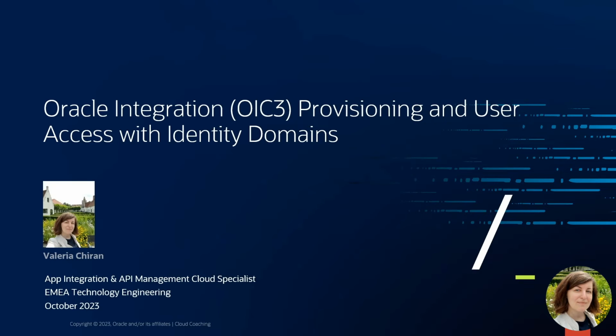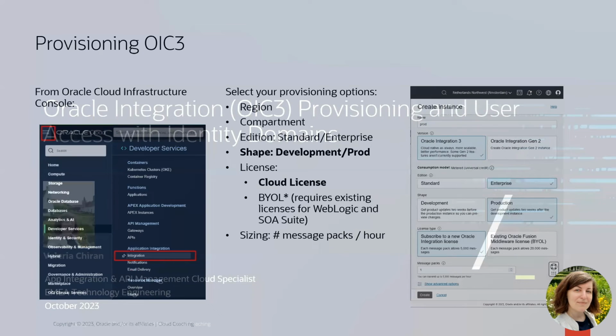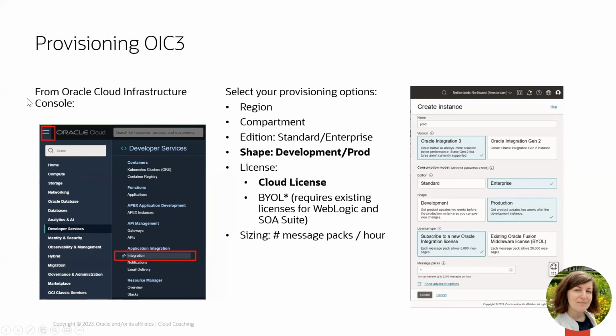Let's recap the concept we saw in the demo. To provision OIC, from the Oracle Cloud console menu, go to Developer Services, Application Integration, and Integration. Select your provisioning options. Select the region and the compartment where you want to provision OIC. It's a best practice to provision in a child or subcompartment and not directly in the root compartment.